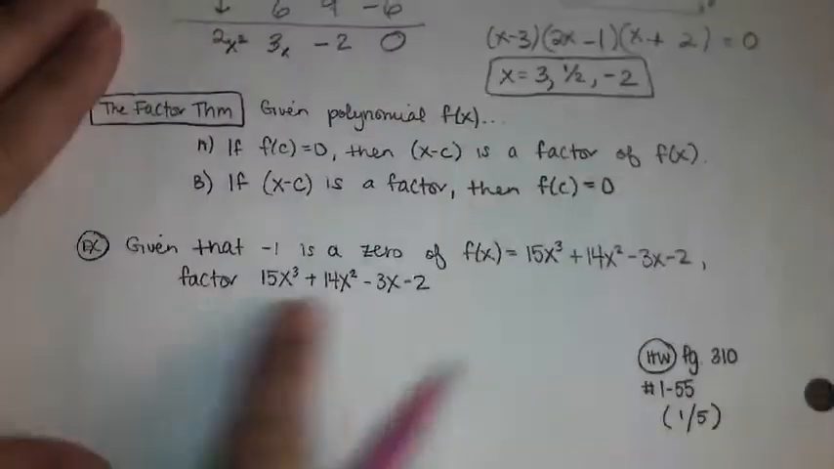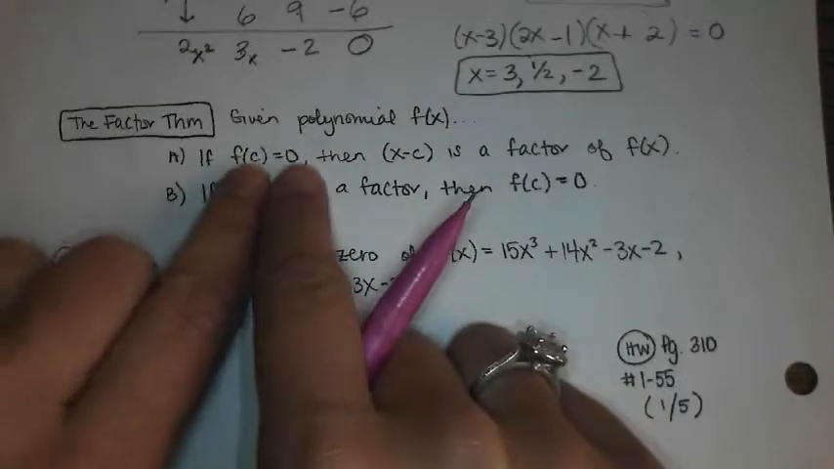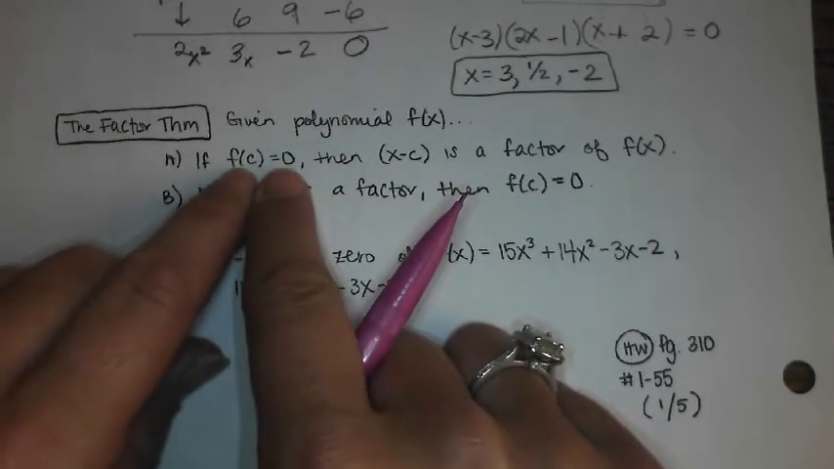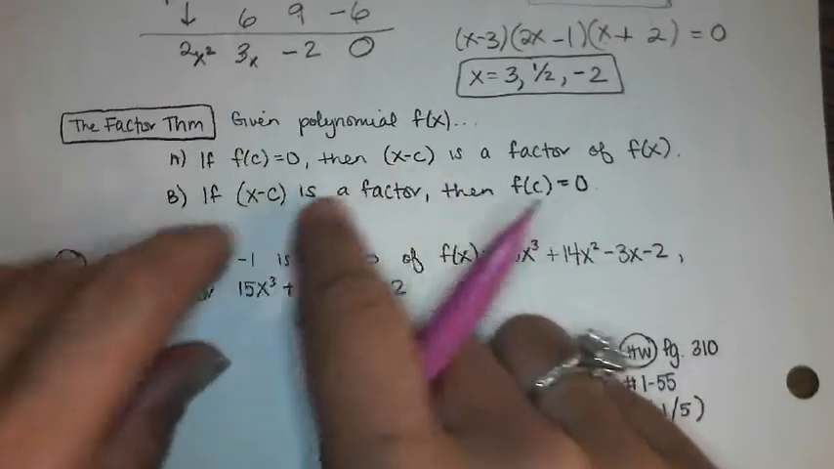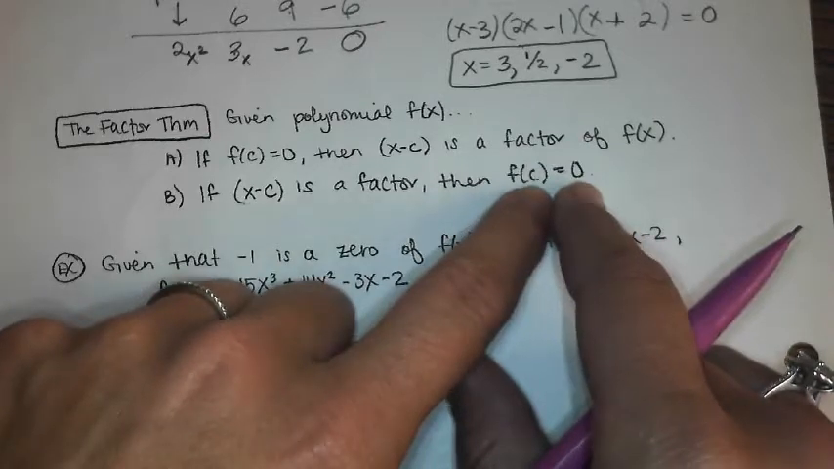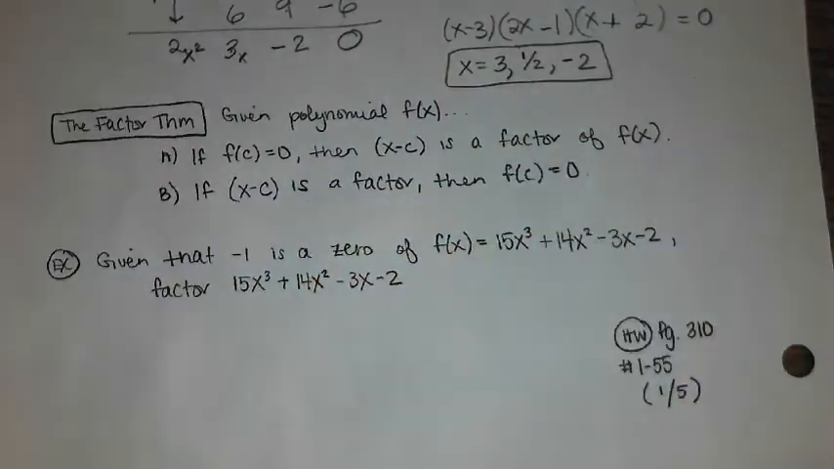And really, this is what we've just been using. If you know that f of c equals 0, if you have a root, in other words, then you have a factor, and vice versa. If you're told that this is a factor, then you know that c is a root. Okay, so you've been using that.